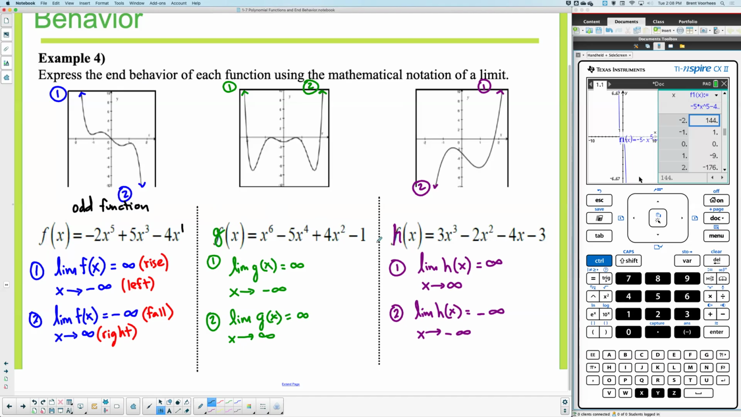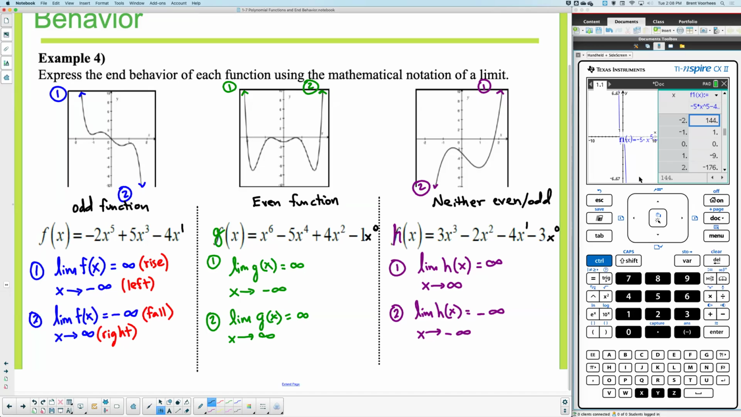Power 6, power 4, power 2. Don't forget, if you have a constant, that's like x to what power? 0. 6, 4, 2, 0. Those are all even. This is an even function. Finally, the last one. Power 3, power 2, power 1, power 0. Neither. I'm just going to say neither even or odd.